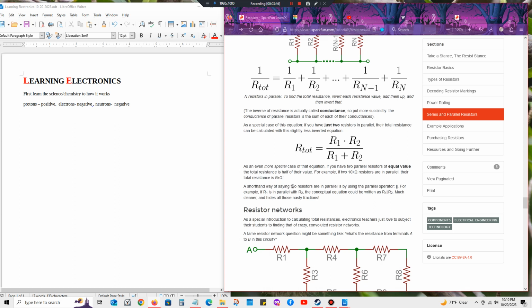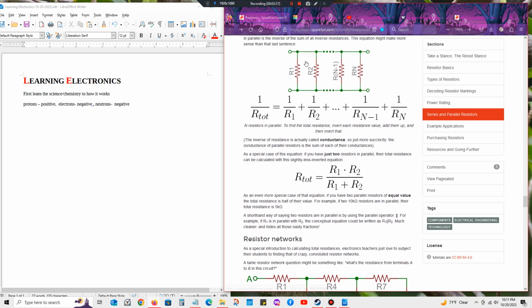A shorthand way of saying two resistors are in parallel is by using the parallel operator, that symbol. So if R1 is in parallel with R2, the conceptual equation would be written as R1 parallel to R2. Much cleaner and hides all those nasty fractions.